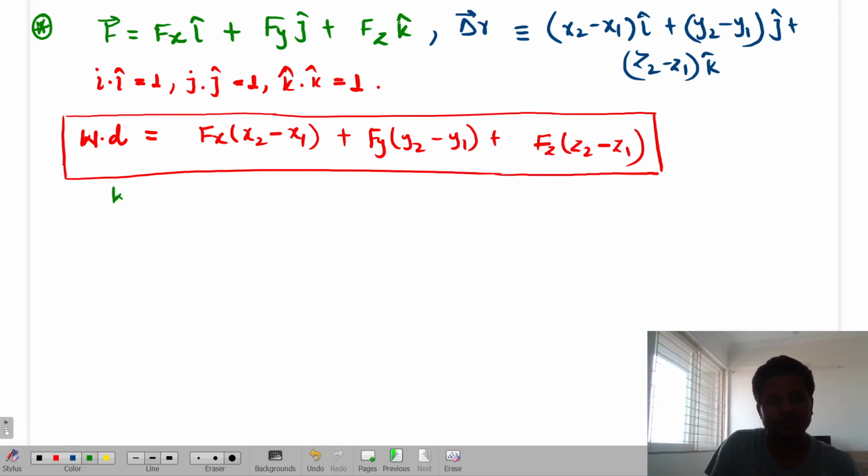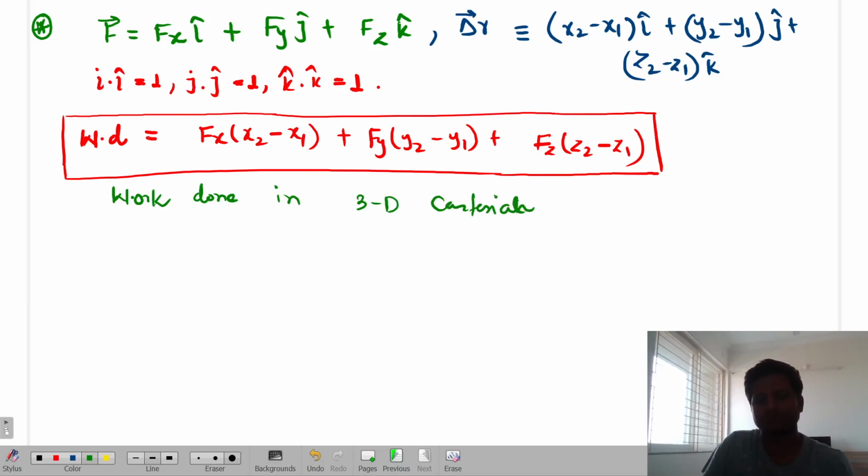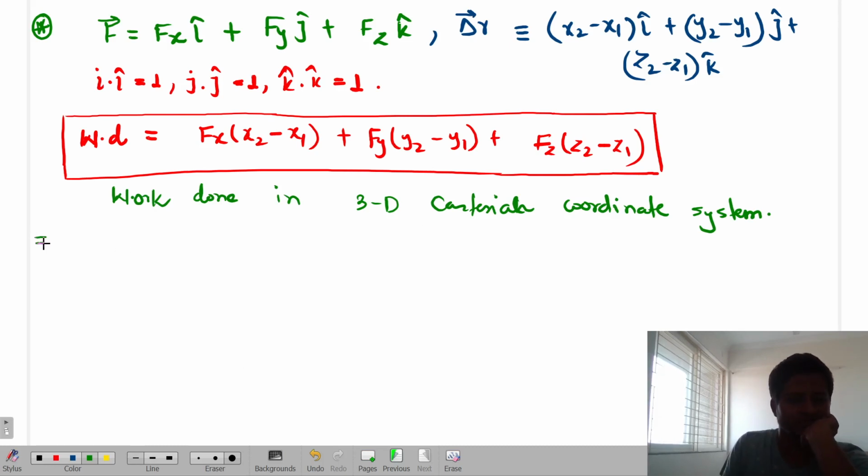So this is my work done in three-dimensional Cartesian coordinates. Is that clear? Are you able to understand me? 3D Cartesian coordinate system. Is that clear or not? Now let us just do one thing.